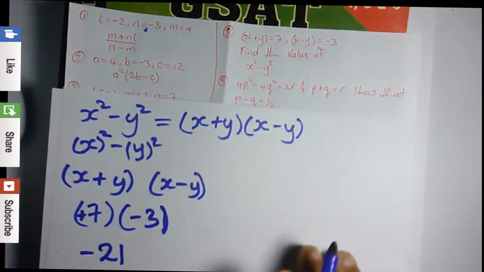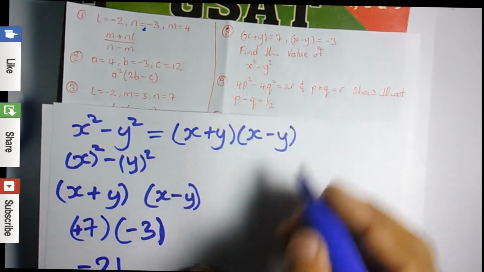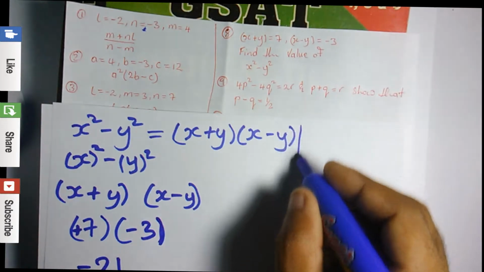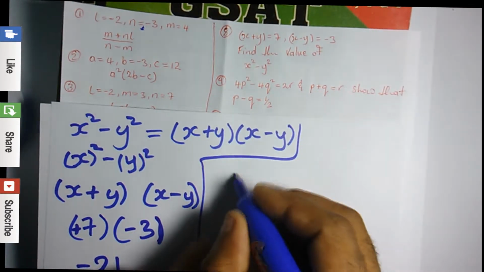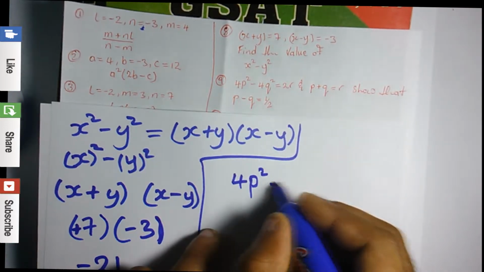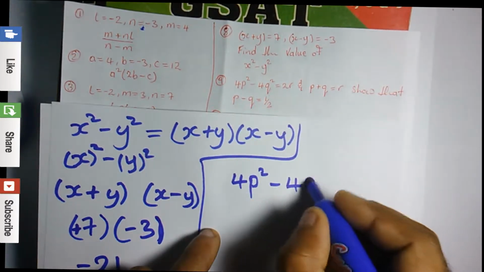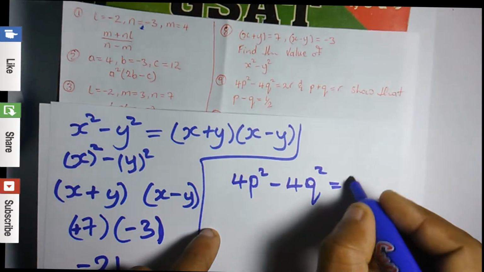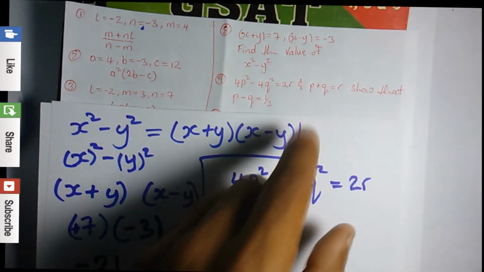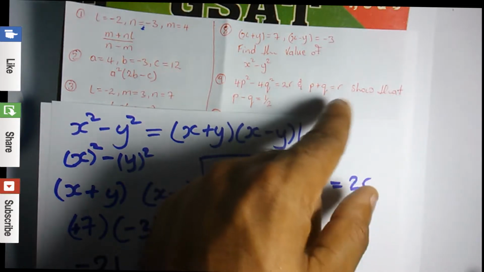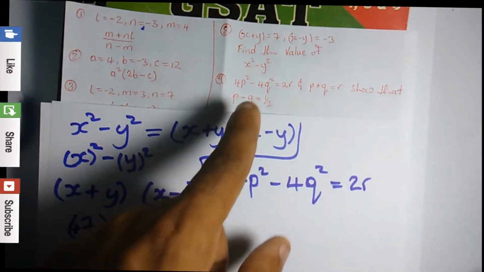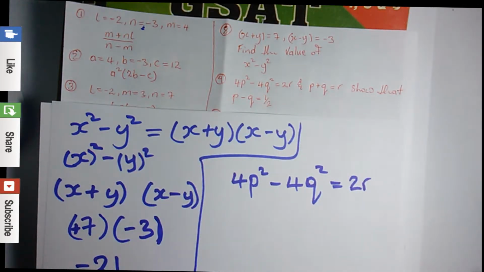We have another application question here in which we're given 4p squared minus 4q squared equal to 2r. And they said p plus q is equal to r, show that p minus q is equal to a half.